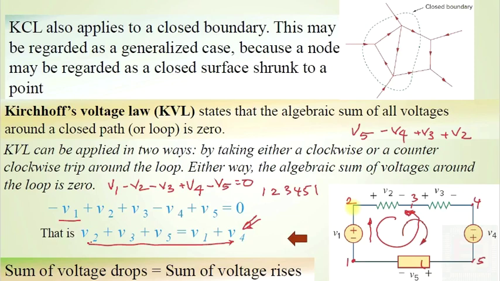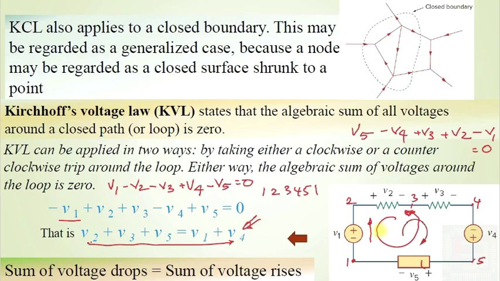And from node 2 to node 1, you are meeting a drop in potential. So you have a term minus V1. And according to Kirchhoff's voltage law, this will be equal to 0. Algebraic sum of the voltages around a closed loop is equal to 0. Now the same equation you can obtain from here because you get V5, V3 and V2 as positive. That means V2 plus V3 plus V5 will be equal to V4 plus V1.